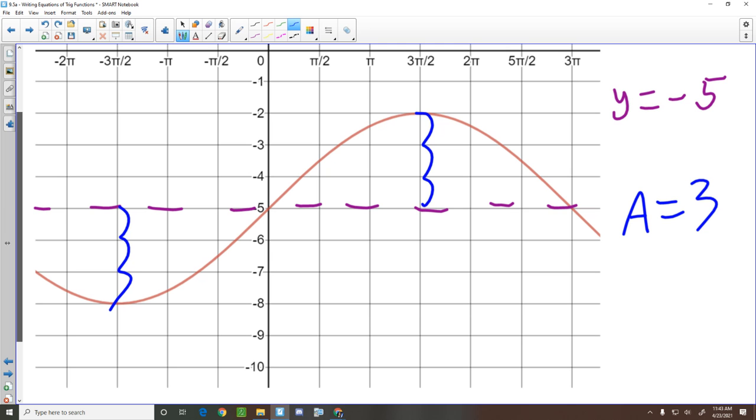Are we okay with both of those concepts? Are we good with midline and amplitude at this point? Pretty straightforward, right?